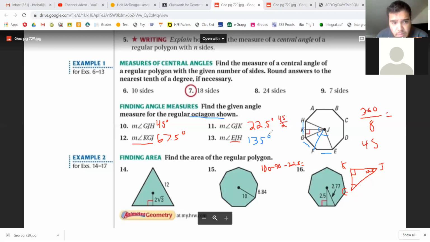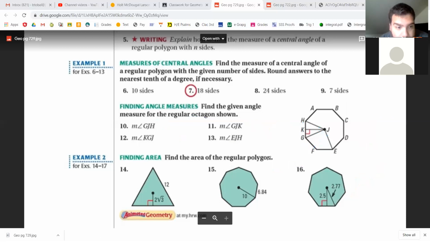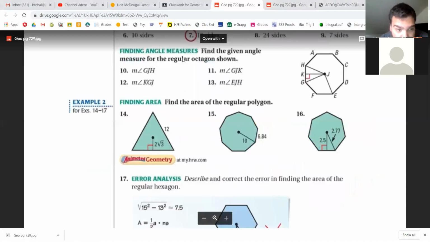Okay? And I did number 15, but I got it wrong, and I'm confused why I got it wrong. Oh, okay. So let's look at number 15. Now 15, let's carefully look. Is that the apothem they're showing at 10? No, it's not an apothem. That is not the apothem.